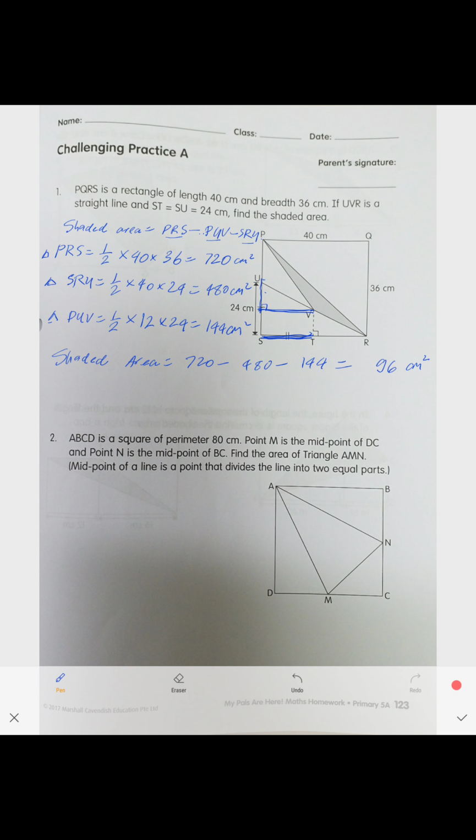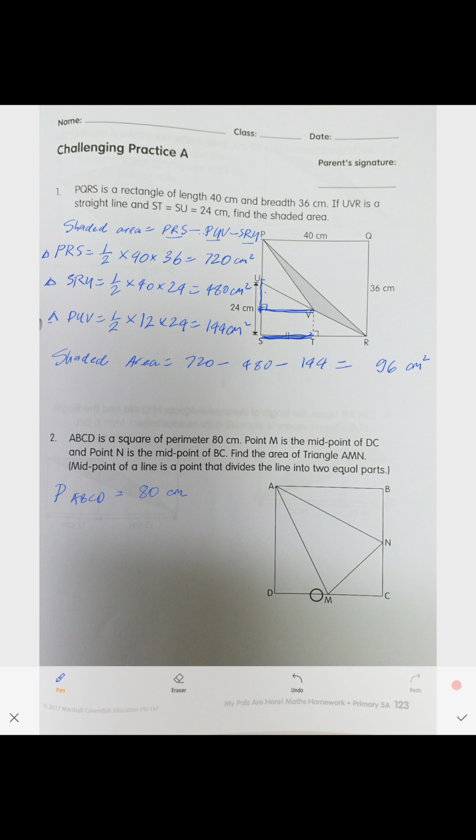Next problem 2. ABCD is a square, right? ABCD is a square. The perimeter is 80. Right? Perimeter of ABCD is 80 centimeters. Right? Point M is the midpoint of the DC. Point M is the midpoint. What does that mean? It means these sides are the same, right?